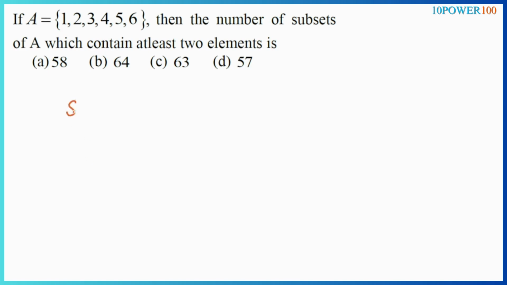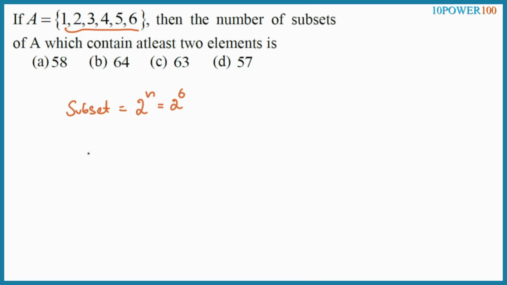Number of subsets is equal to 2 power n is the formula. So n stands for the number of elements in the given set. Here in this case we have 6 elements, so the total number of subsets is equal to 2 power 6. But here they have asked us to find the number of subsets which contain at least 2 elements.